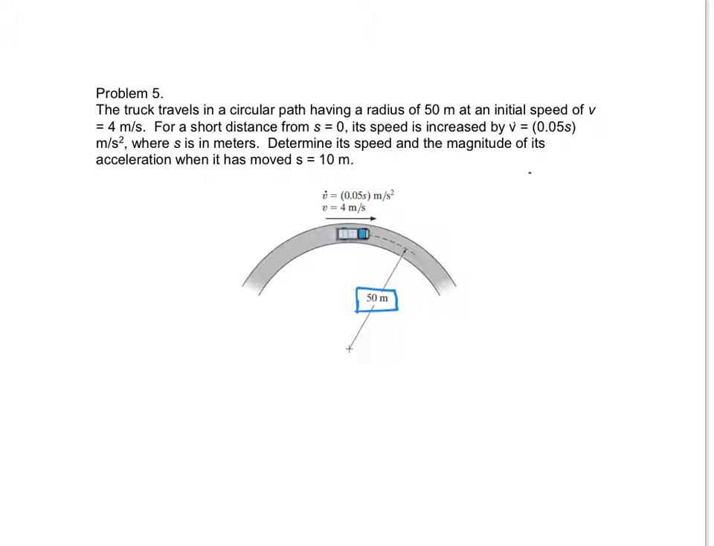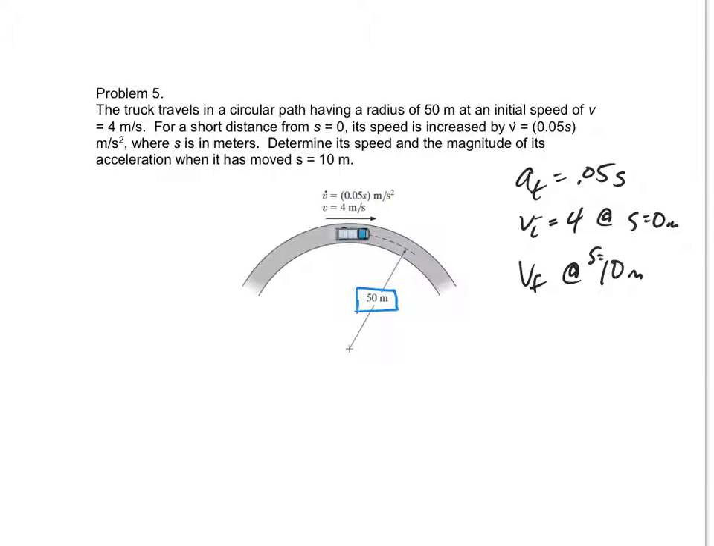Let me go ahead and write that. Its AT is 0.05 s, where s is in meters. Determine its speed and the magnitude of its acceleration when it has moved s is equal to 10. All right, so its AT is 0.05 s. Its v initial is 4 meters per second. Determine its speed and the magnitude of its acceleration when it has moved s is equal to 10. So I want to know its v final at 10 meters, at s is equal to 10. It started at 4 at s is equal to 0. I need to find the v final at s is equal to 10.